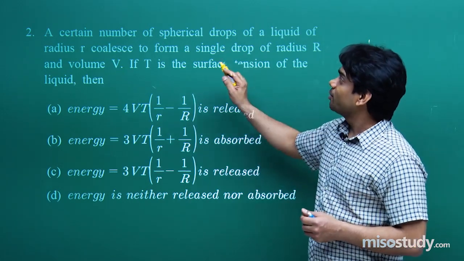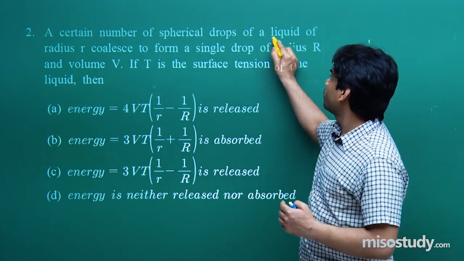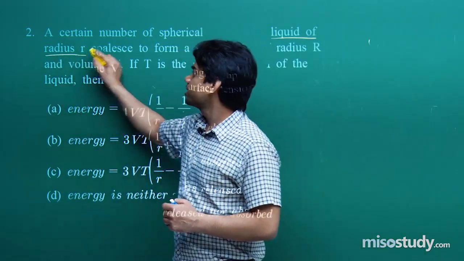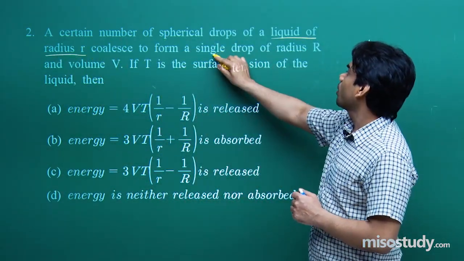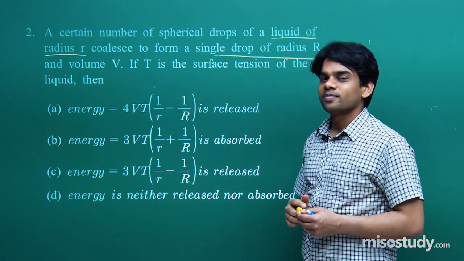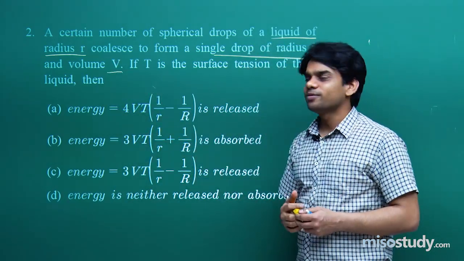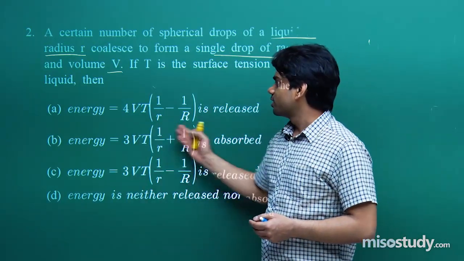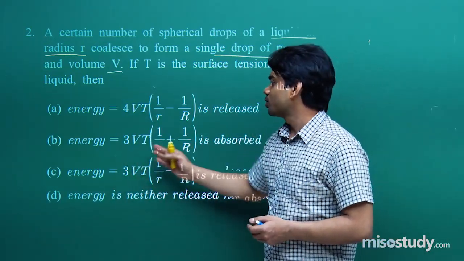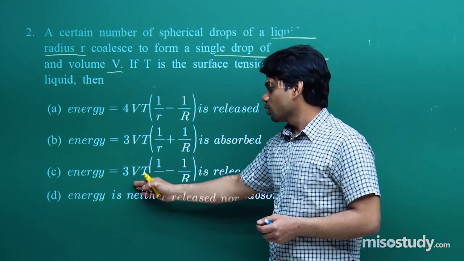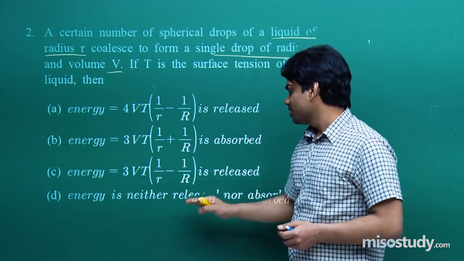You see, a certain number, you have n number of drops of liquid of radius r, they form a single drop of radius capital R, and its volume is given as V. If T is the surface tension of the liquid, then energy equal to this much is released, energy equal to this much is absorbed, energy equal to this much is released, or energy is neither released nor absorbed.